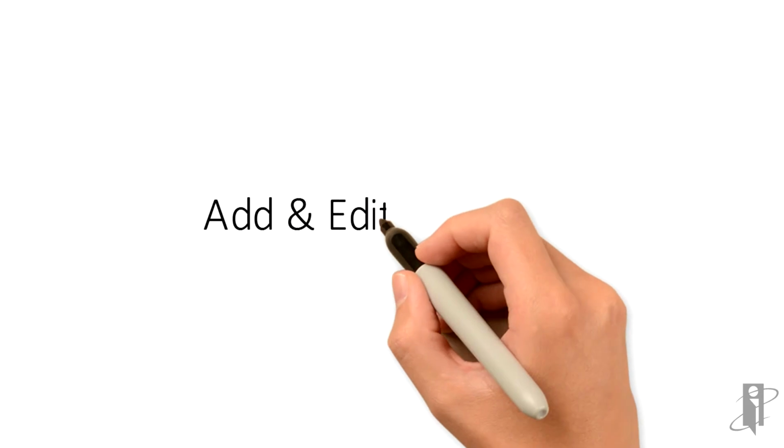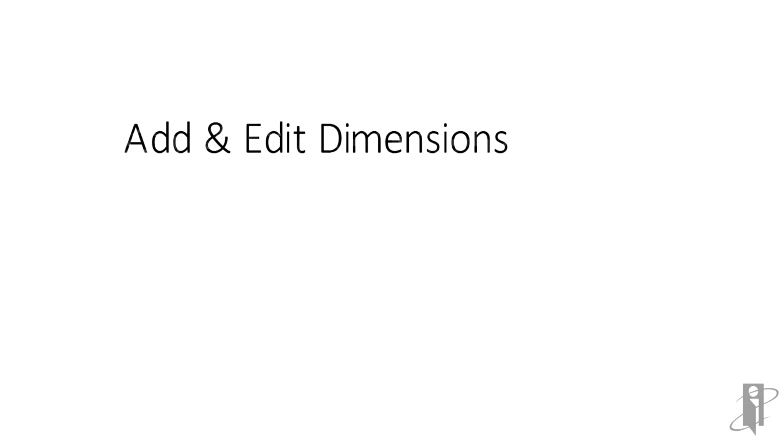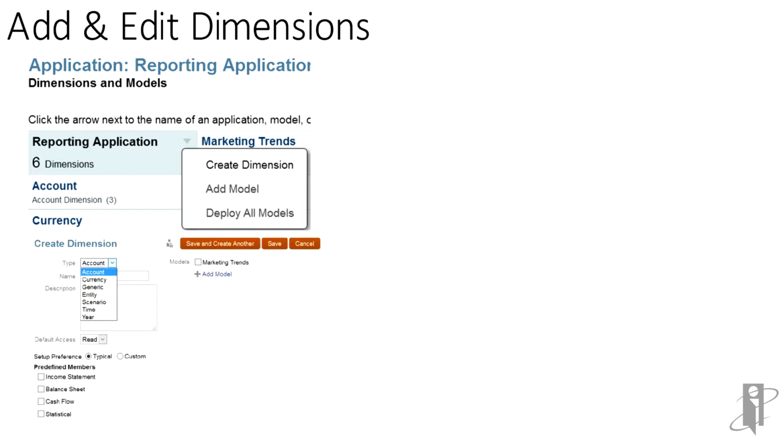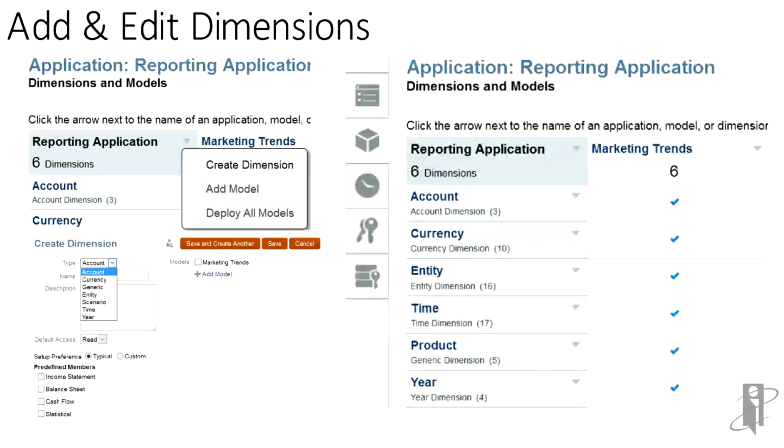Once you've created the application, you can then start to refine the dimensionality. You'll need to create dimensions for the application, and there are some predefined options for you, like account, currency, entity, scenario, time, and year. There are even predefined members that are customized per dimension. Once you do that, you'll need to refine those dimensions by adding in individual members, and then you'll need to create models and add those dimensions to the models that you so wish.